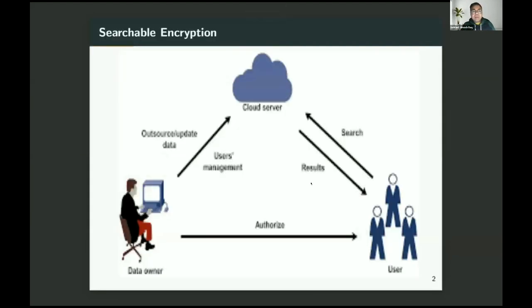So in this protocol, there are three players. One is the data owner, one is the cloud server or the server, and one is the user. So what happens is the following: data owner has its data. Data owner will encrypt the data and upload it in the cloud. For the security of the data, he will encrypt the data.